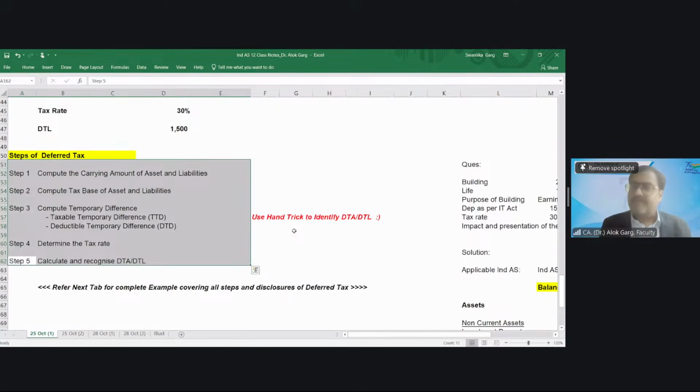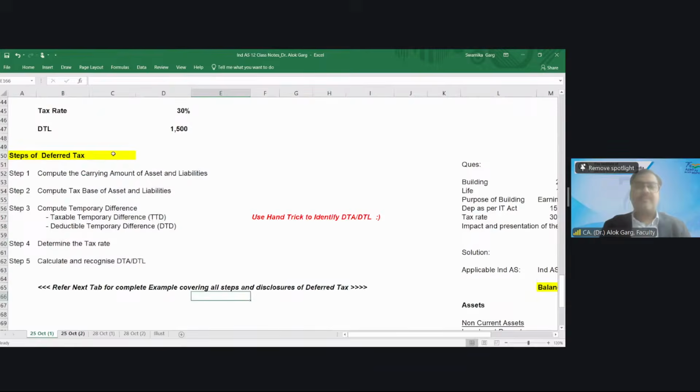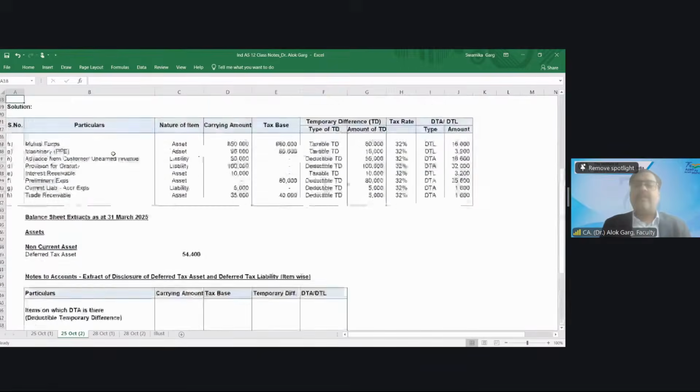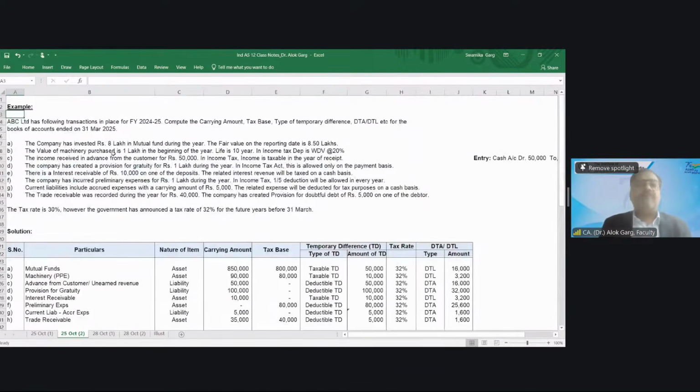Okay? Clear? Yes, sir. Now quickly, we will quickly discuss this detailed example along with the computation and presentation, right? Then we'll take a break for 10 minutes. Then we'll come to the detailed and complex questions. Okay?